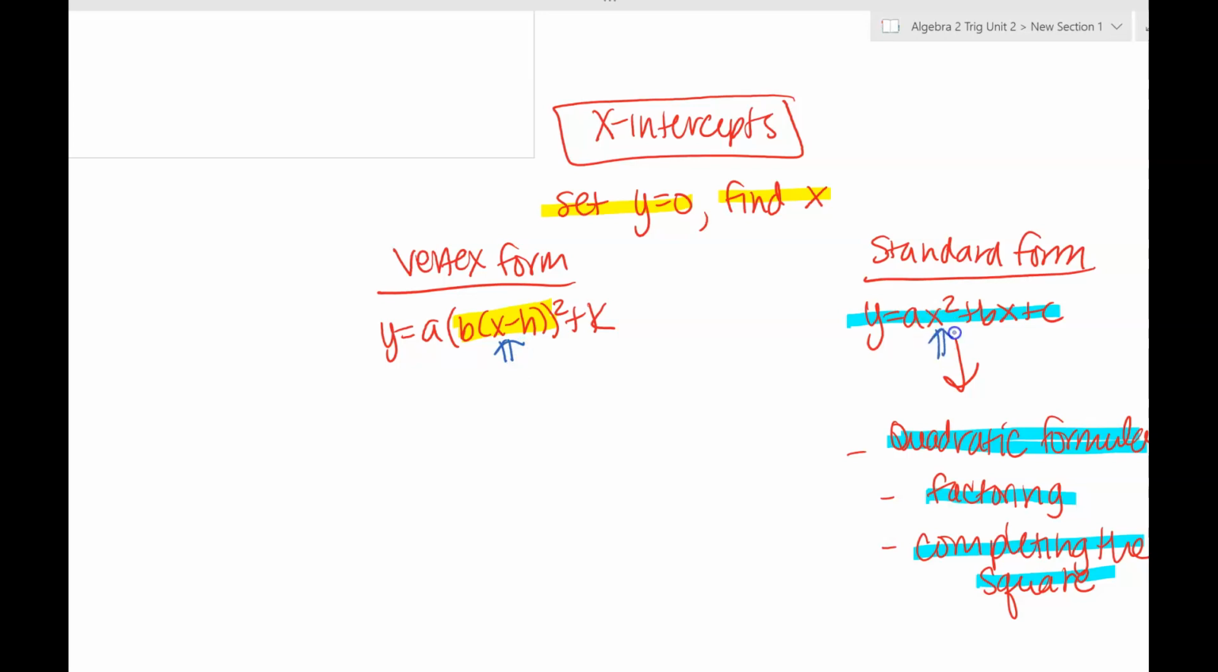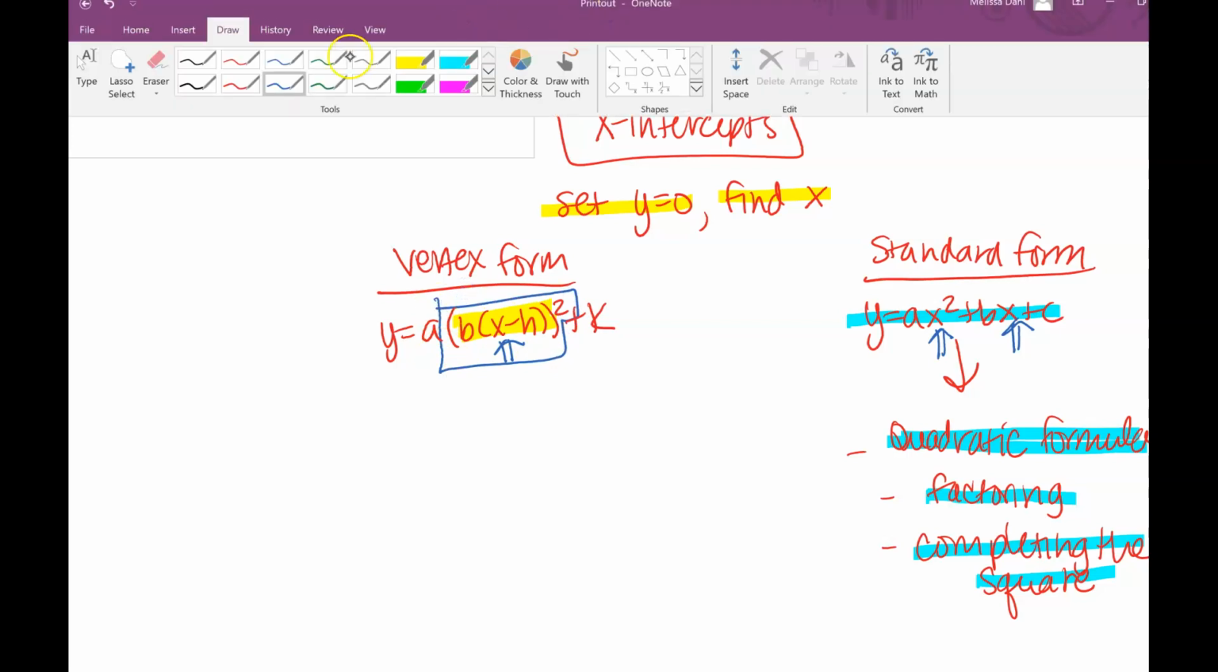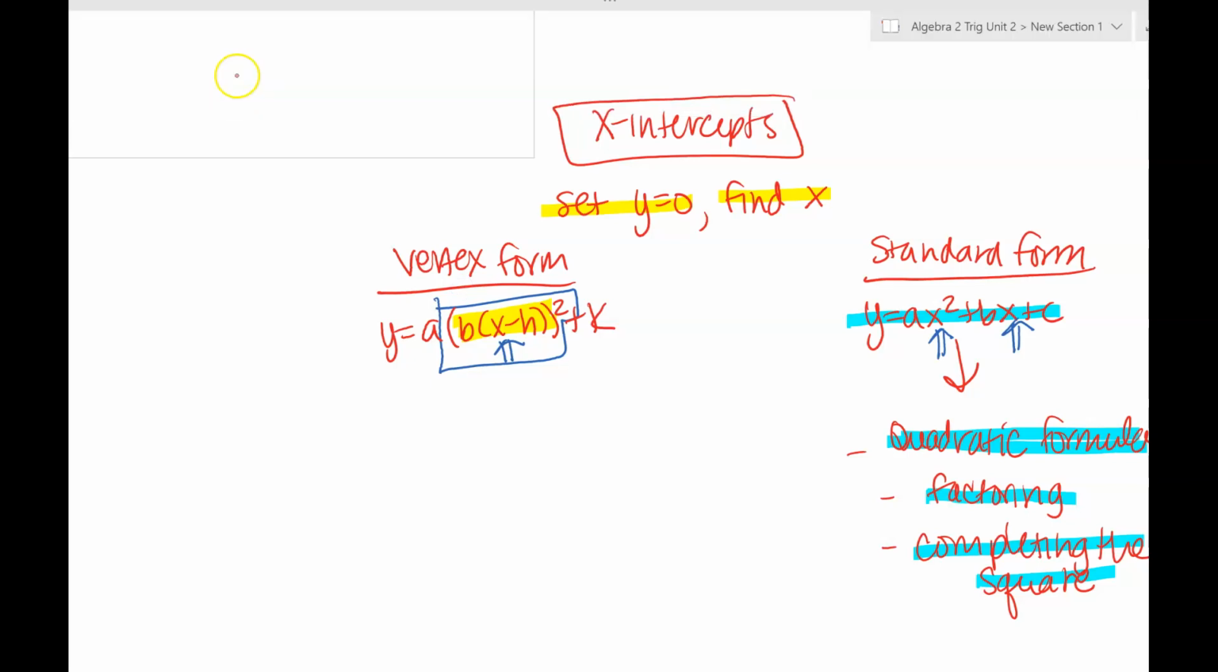Here we have an x that's part of a square, and then here we have an x that's not. In vertex form, our x's are all part of the perfect square, which then we would kind of want to use those square roots for, but we can't do that until we isolate the part that is squared. So let's say we have an equation that maybe looks like this.